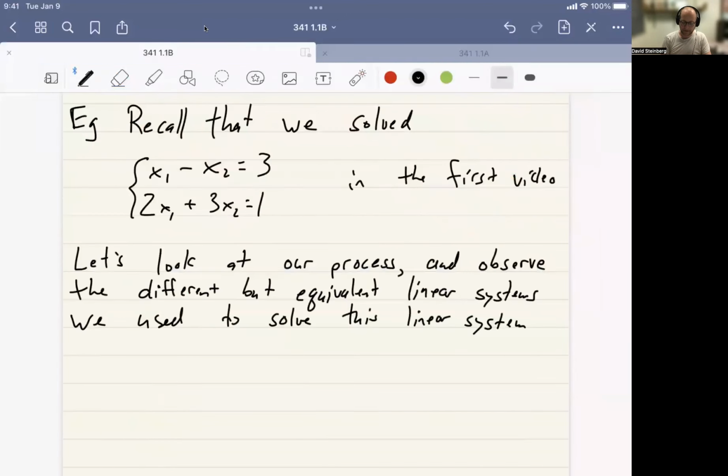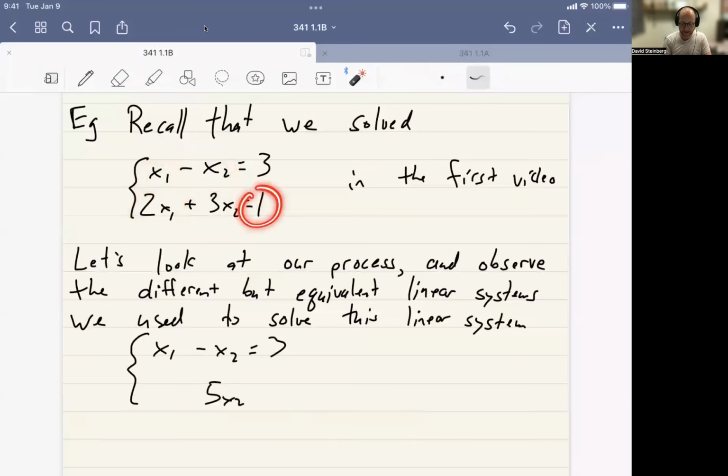So the first thing we do up here is we take our original linear system. We haven't changed the first equation, but we replace the second equation by equation 2 minus twice the first equation. So we've got no x1s. We have 3 minus -2 times -1, so +2, that's 5x2, and then 1 minus 2 times 3 is -5. And you can check these 2 linear systems are equivalent. They do have the same solution set.